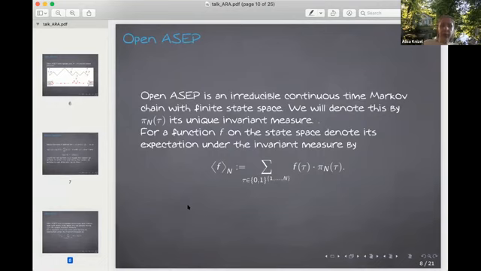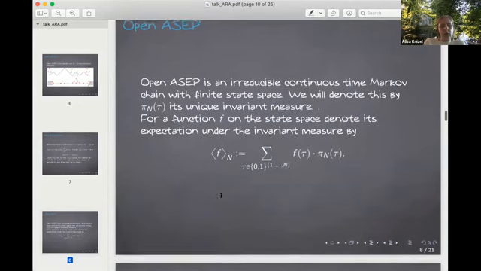Okay, so another piece of notation that we'll use. First of all, open ASIP is an irreducible continuous time Markov chain with finite state space. So it has a unique invariant measure, which we'll denote by pi with sub-index n, and tau, this variable which corresponds to the locations of particles. And we will denote the expectation with respect to the stationary measure by these brackets. So this is the notation.